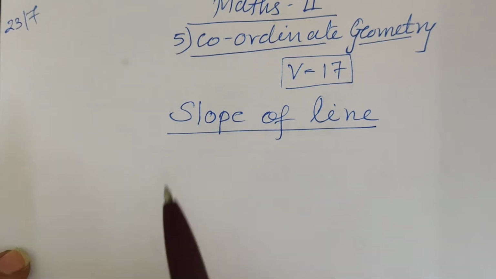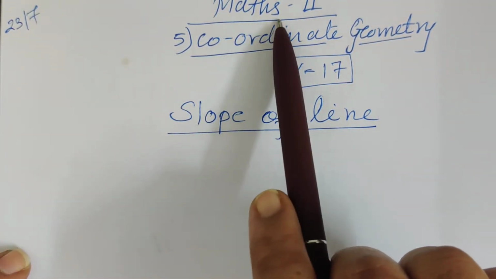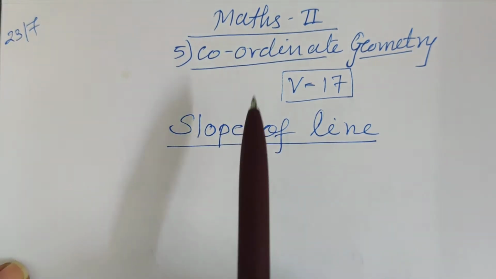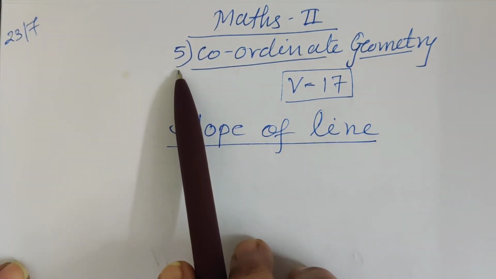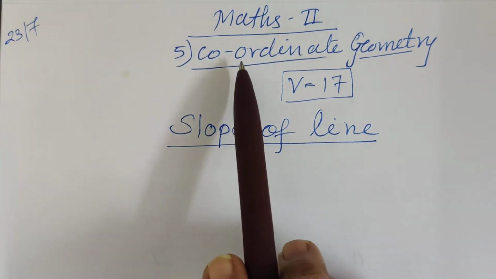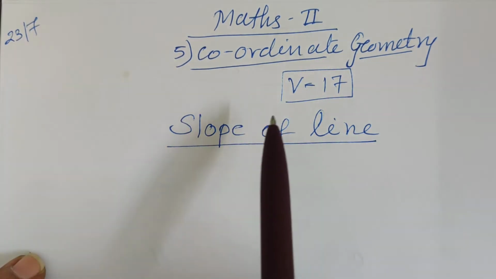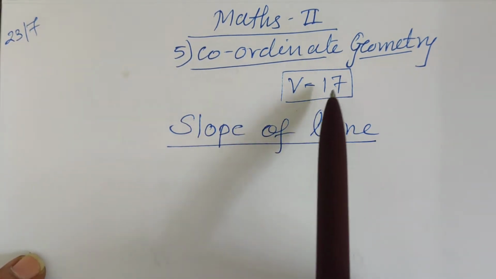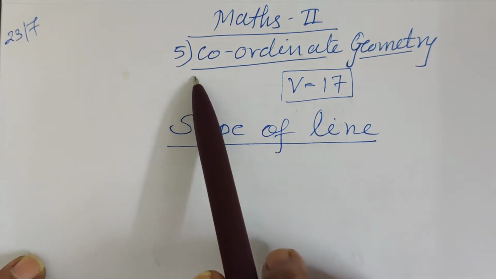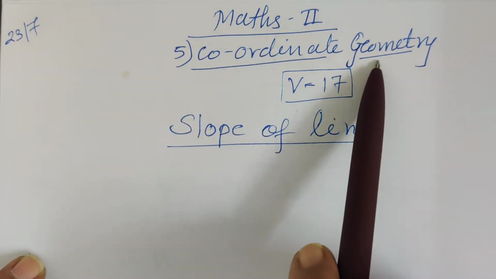Hello students, it is a video of Maths 2. Lesson number 5 is going on, that is coordinate geometry, and it is video number 17 of the lesson coordinate geometry.